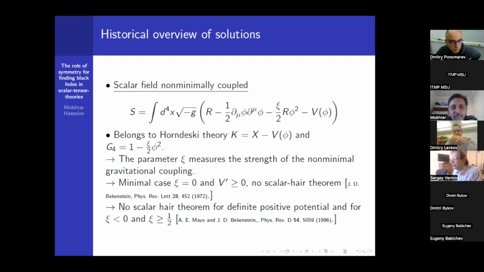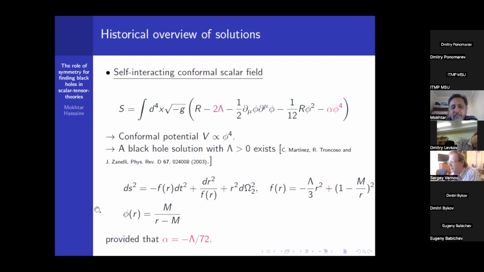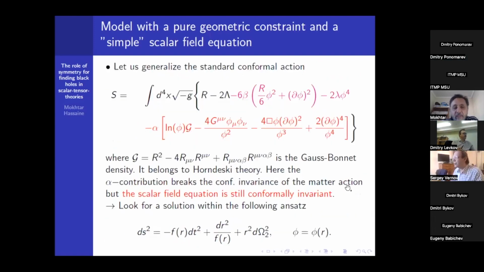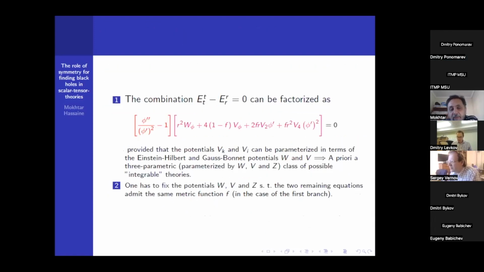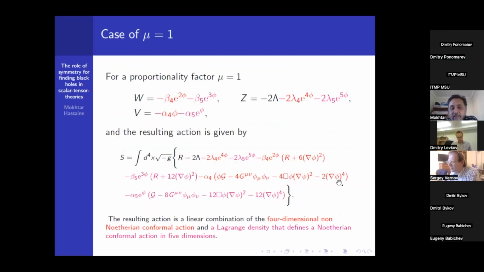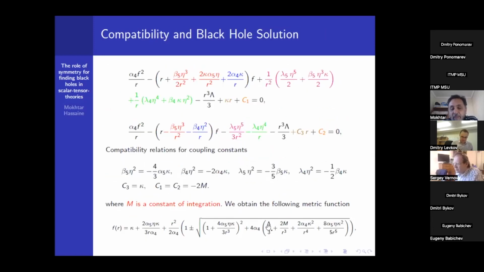In your model, you assume that lambda is positive? In this case, it was, because the solution exists provided that lambda is positive, to ensure that you have a horizon. Not in this case. In your model, sorry, the Gauss-Bonnet term. No, the sign of lambda can be positive or negative. Here it can be both, positive or negative. There is no restriction. Okay, thank you.